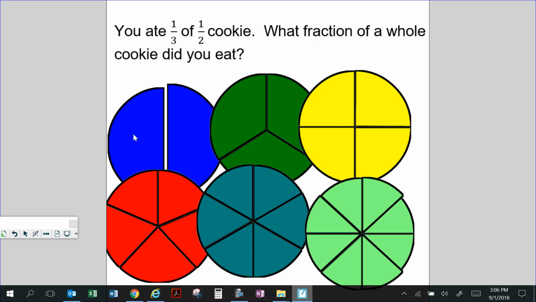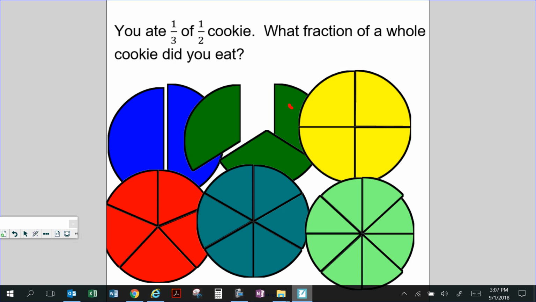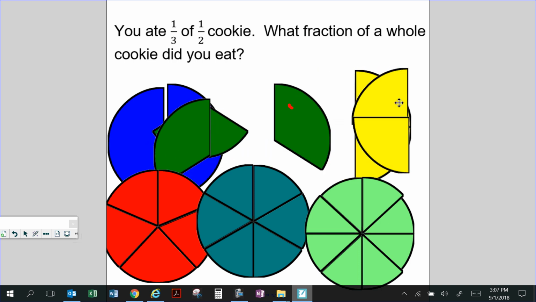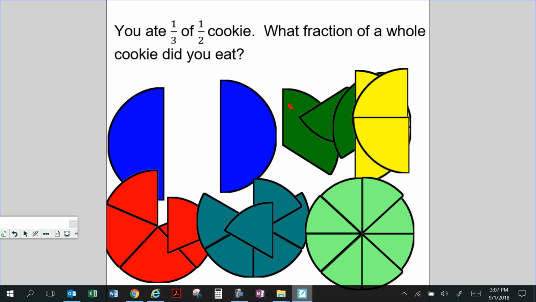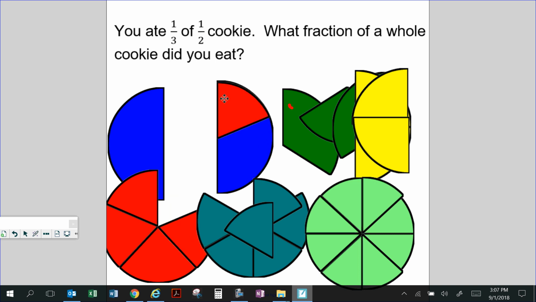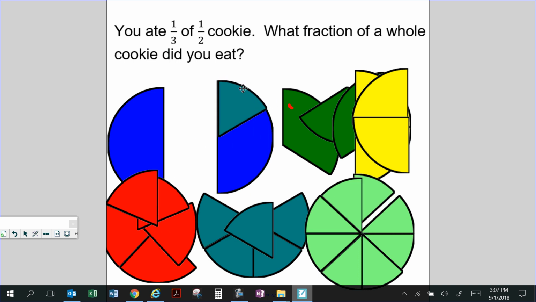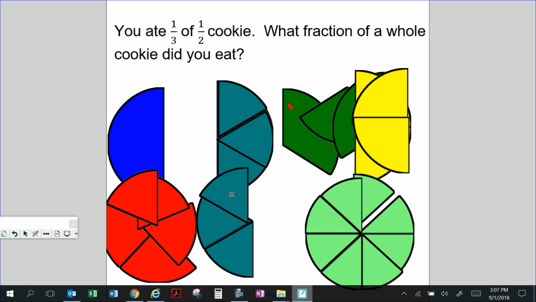You ate 1/3 of a cookie. Where's 1/3? Let's move all this away so we have more space. Oh wait, you ate 1/3 of half of a cookie. So here's half of a cookie, and I only ate 1/3 of this. So I need to split this into 3 equal parts. Let's see if this, no. Is it this one? Yes, it is. So I ate 1/3 of half of a cookie.